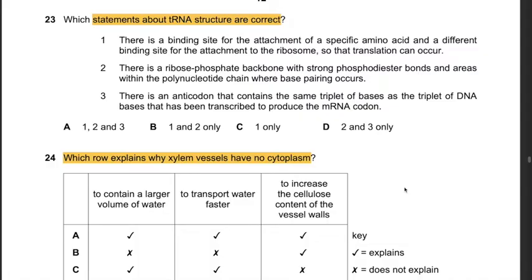If you look at statement 3, it won't contain the same triplet of bases as the triplet of DNA bases, because in a tRNA molecule the bases are A, U, C and G. However, in a DNA molecule the bases are A, T, C and G. Therefore, if there is U within the anticodon, it will not be the same as the bases of a DNA molecule. Hence statement 3 is incorrect, leaving us with the answer being B, 1 and 2 only.